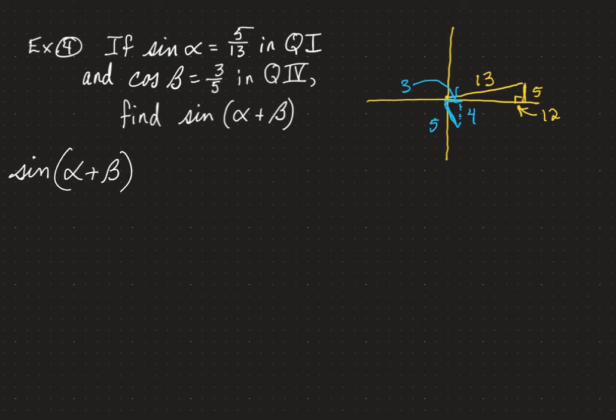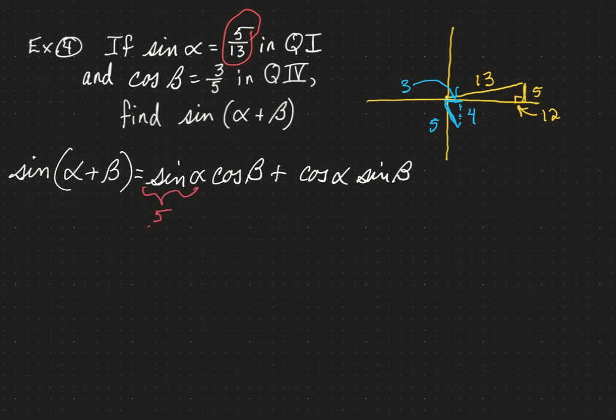We were asked to find the sine of alpha plus beta, so let's write out the formula first. That would be sine alpha cosine beta plus cosine alpha sine beta. And since sine of alpha equals 5/13, every place we see sine of alpha, we will put 5/13. Okay? Nothing else. All right. So now cosine of beta, we've been given. It's 3/5, so everywhere I see cosine of beta, I will put 3/5.